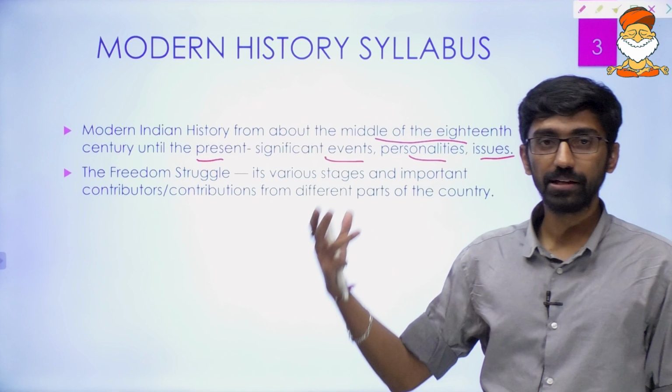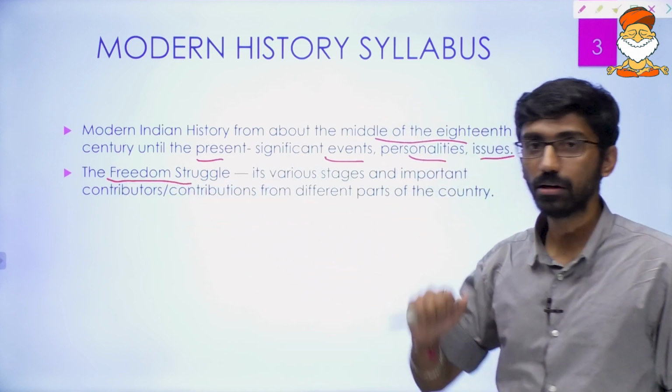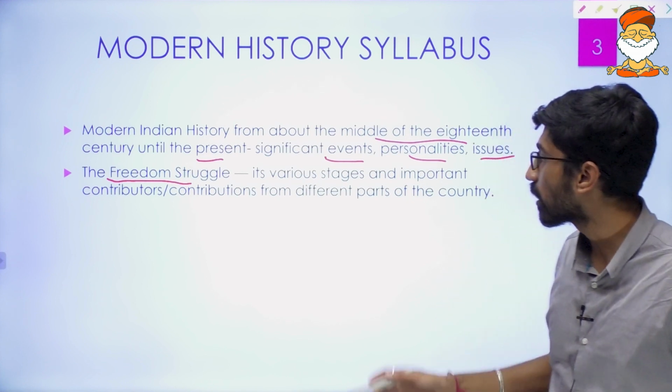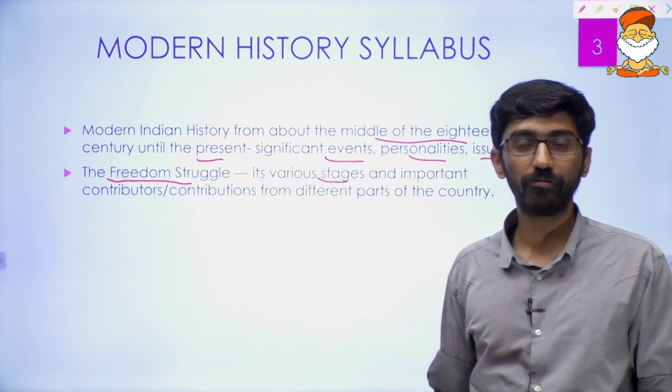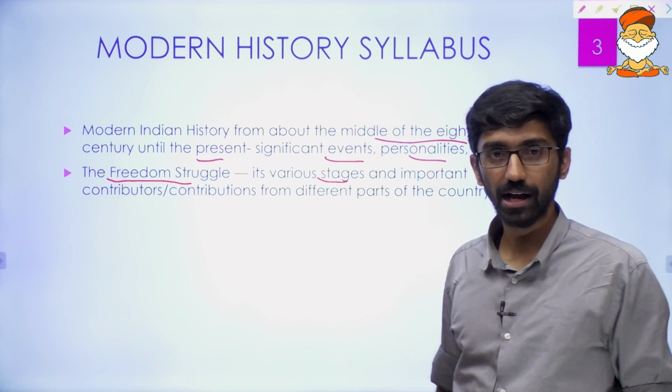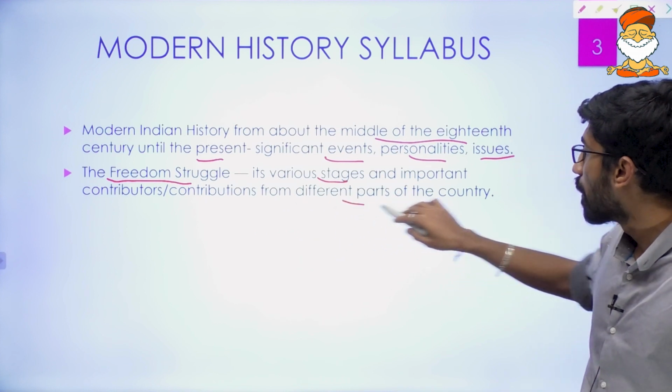At the same time, in the second part, the major part of the syllabus talks about the freedom struggle, its various stages. We know the freedom struggle has 3 stages: the moderate phase, then the extremist phase, then the Gandhian phase. And important contributors and contributions from different parts of the country.